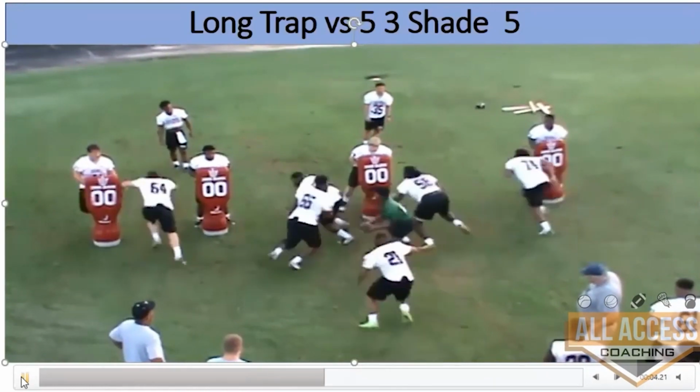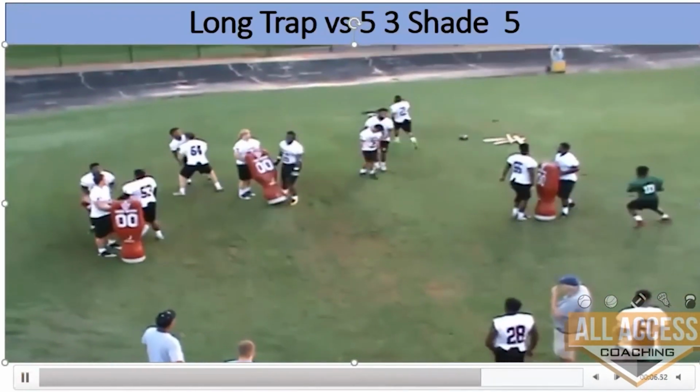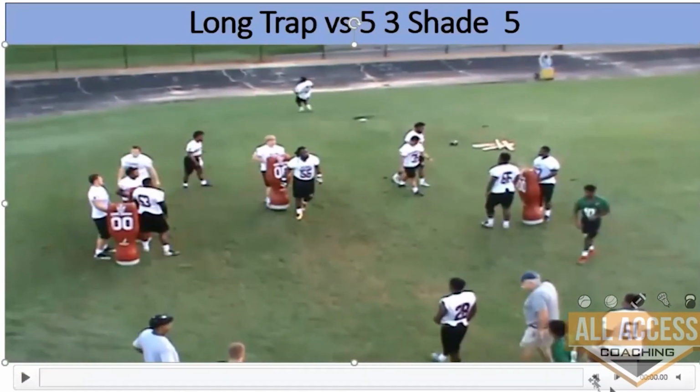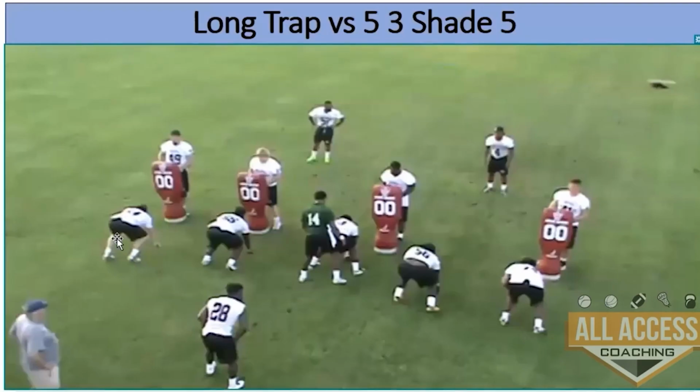B-back steps with his left foot. Backside guard goes up in the line of scrimmage, trap the 5 technique. Okay, so then we got the long trap. Once again, we got a 5, we got a 3, we got a shade, we got a 5.